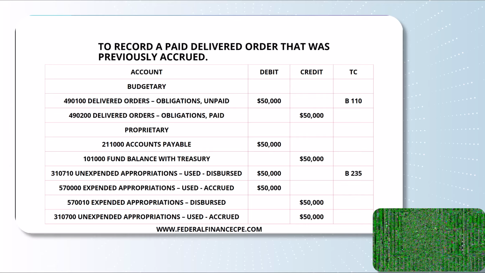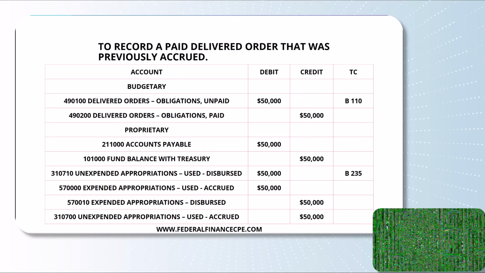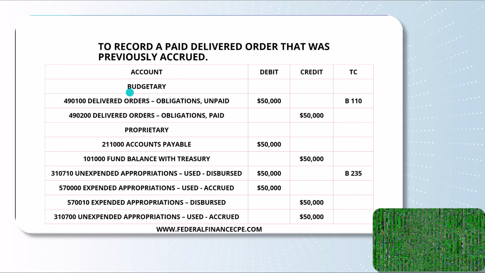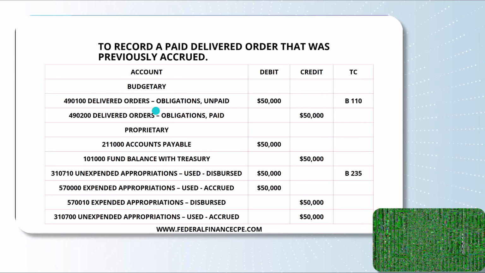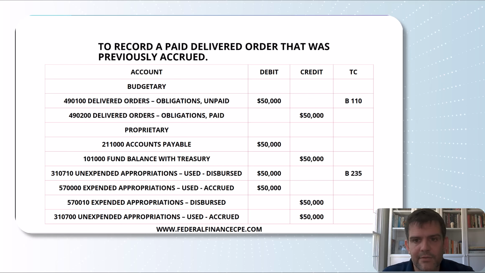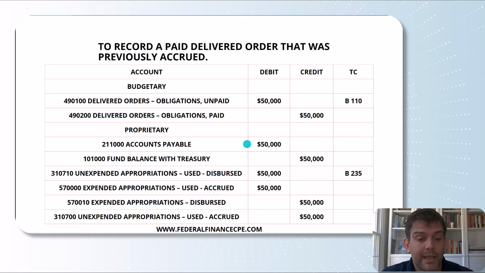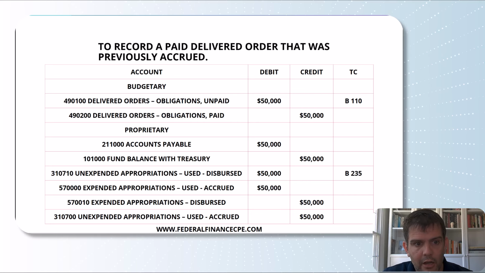Okay, now our final entry in here is we want to record a paid delivered order that was previously accrued, right? So we have our budgetary accounts right here. So we reduce our 4901, right? Obligations delivered unpaid. So this is that invoice, right? We received the good, we received that service for the month. Now we got the invoice and we paid it. So then we move the balance to 4902, delivered orders, obligations paid. Now here, look, we reduce our liability, our 2110, right? We paid it off and reduce our cash, 1010.